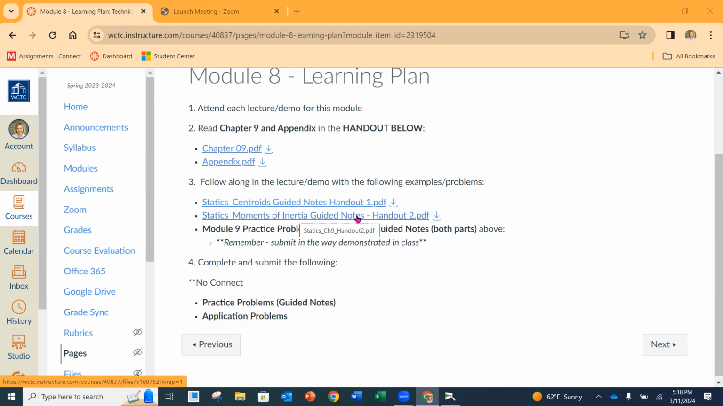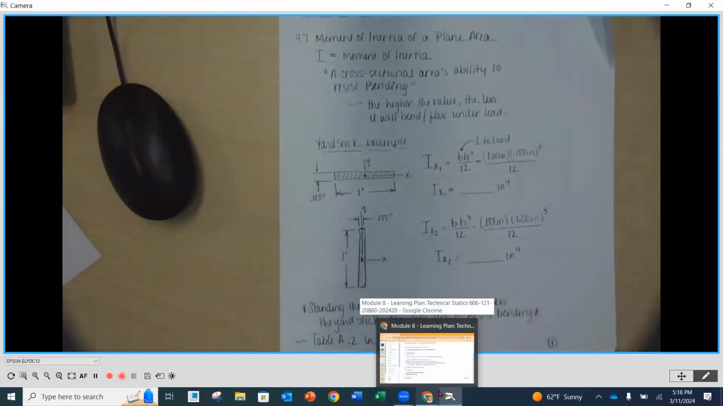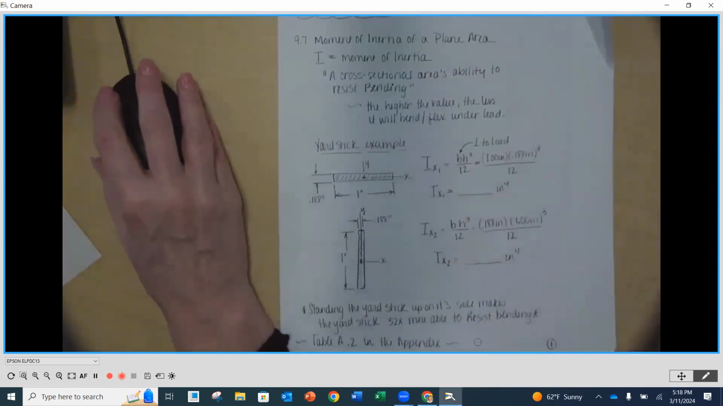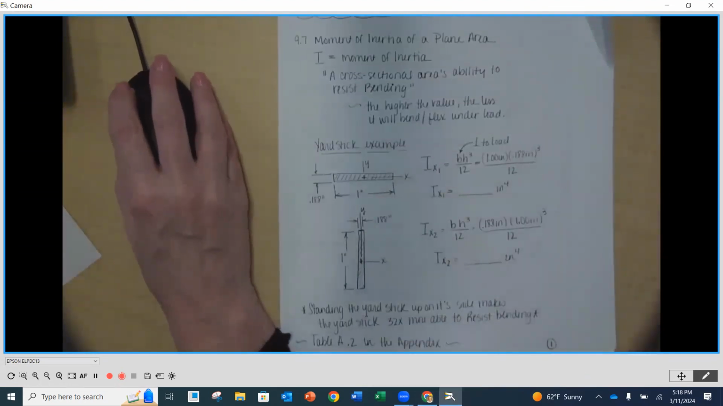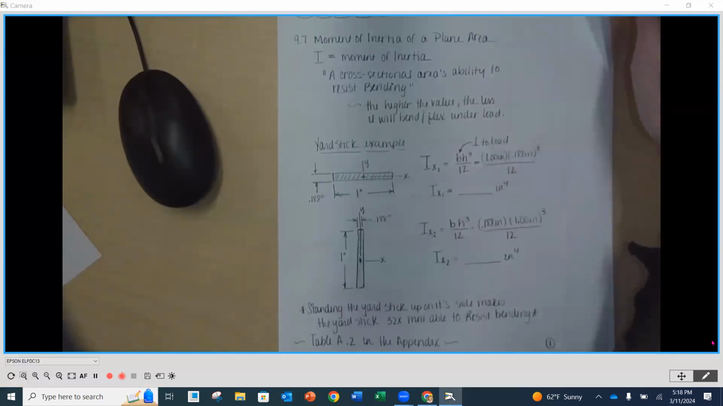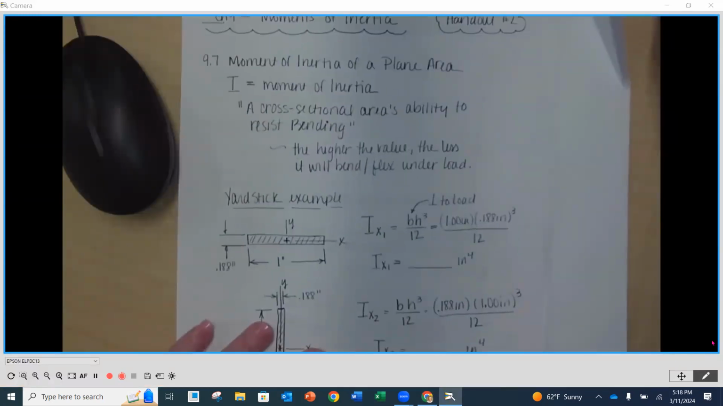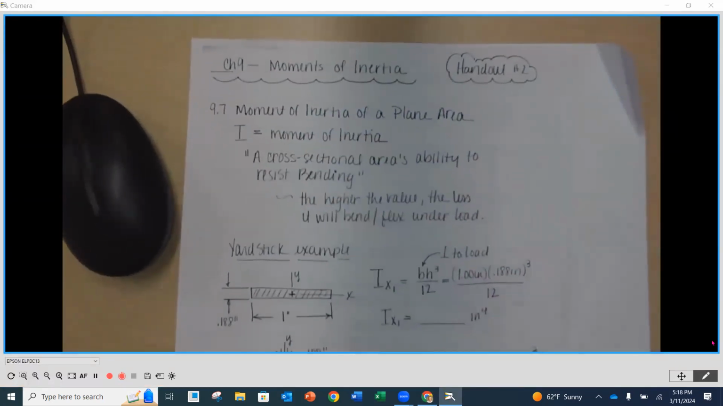I already have mine printed out and I have it underneath my camera. So we're going to go underneath right here and we'll start looking at moment of inertia. I'm actually going to minimize that. There we go. So I'm going to zoom in here. And you'll notice at the top here, moment of inertia.